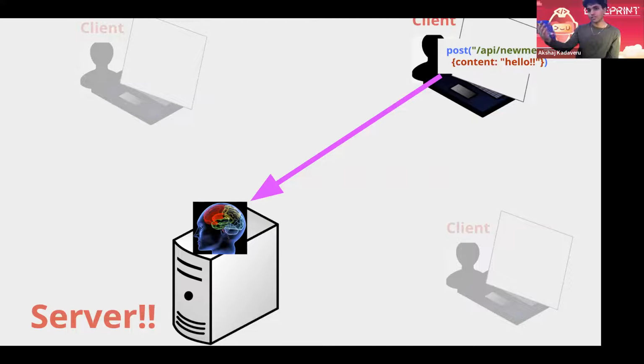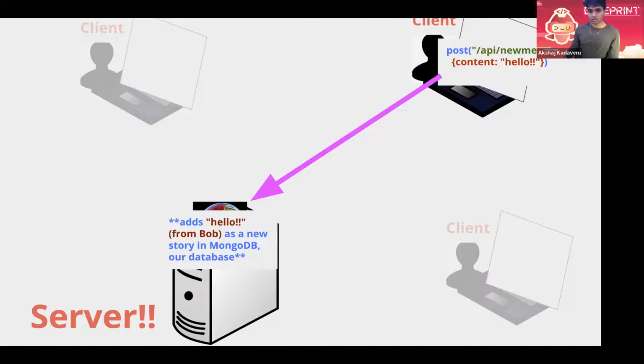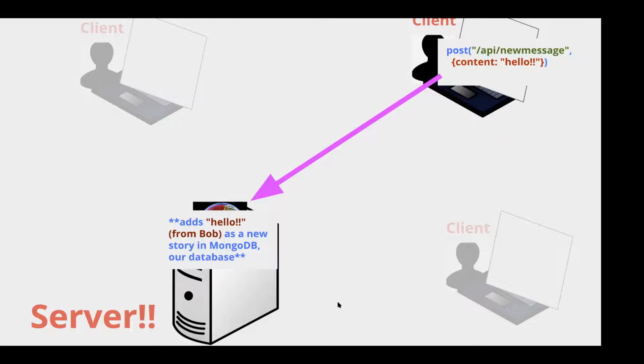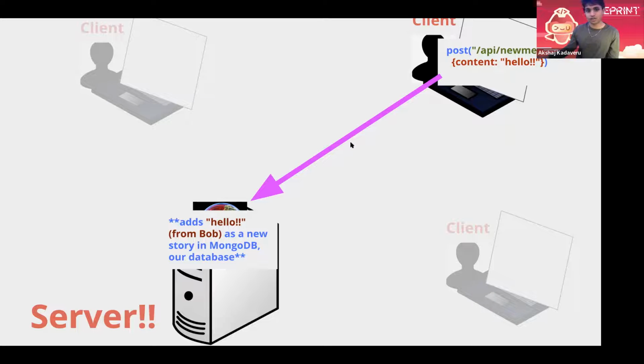And then another user might want to post a new message. They'll send over a post request with some input, and then the server will do that action. So after this post request, the server will see it, and then it will do whatever the code tells it to in the case of receiving this message. In this case, it will add hello to its scroll, where it's storing all of the posts, and then it'll return.